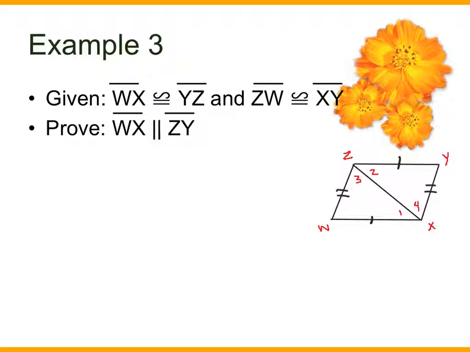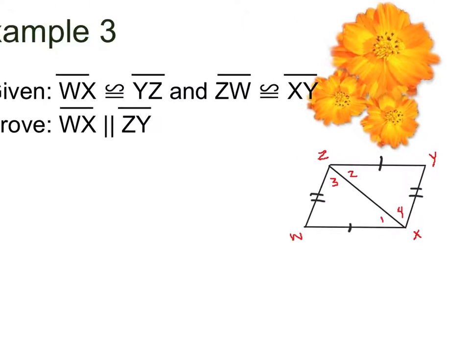Now, the CPCTC does not prove that two lines are parallel. It proves that parts are congruent. So just be careful with this. CPCTC is not about parallel. It's about congruent. So let's still go through this. First of all, this is what they gave us.